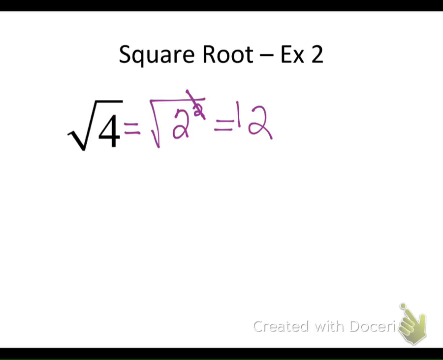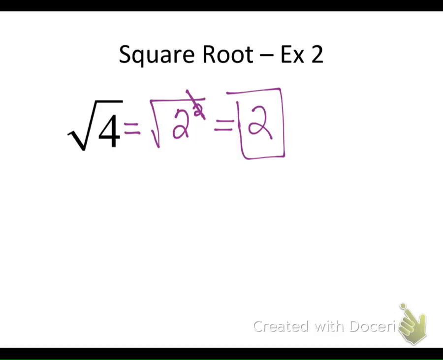So basically, by canceling the square and the square root sign out, you're just left with the number inside. The radicand becomes the coefficient. Throwing a new word at you, right? The radicand is the number inside of the square root sign. Well, if that cancels, you're left with just a number, the coefficient.